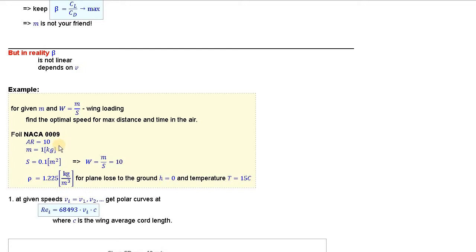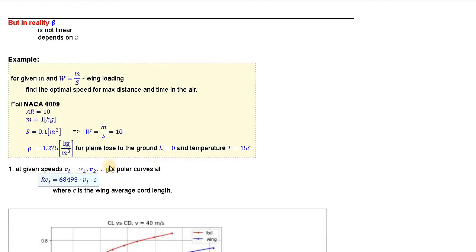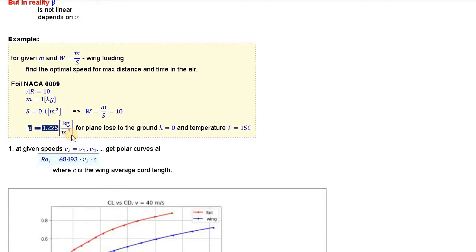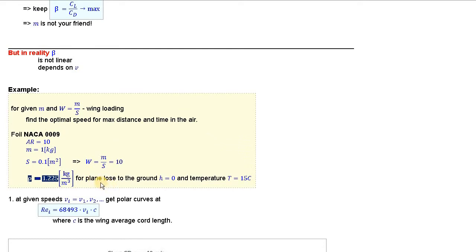a ratio between the length and the chord equal to 10. Then we have the mass of the airplane, we call it a drone, 1 kilogram, and the area of the wings 0.1 meter squared. Thus the wing loading is 10. Then we have the parameters of the atmosphere. So let's say we fly not so high, actually close to the ground, let's say temperature 15 degrees. And then the density of air is approximately 1.2 kilograms per cubic meter.